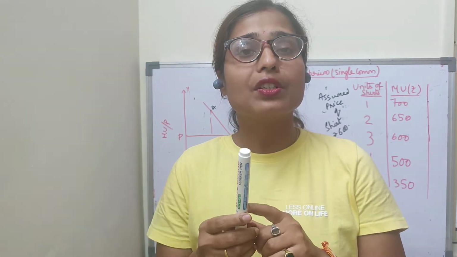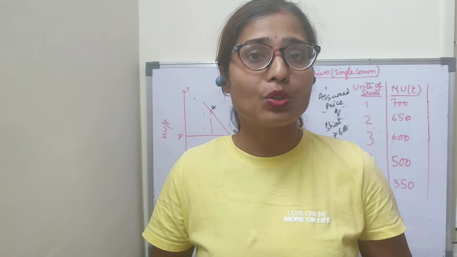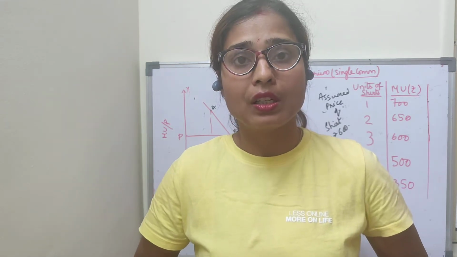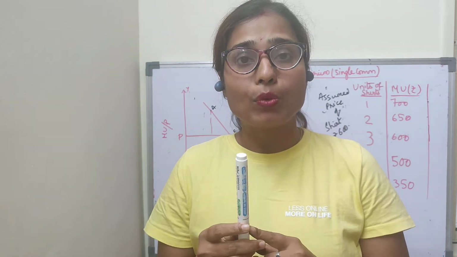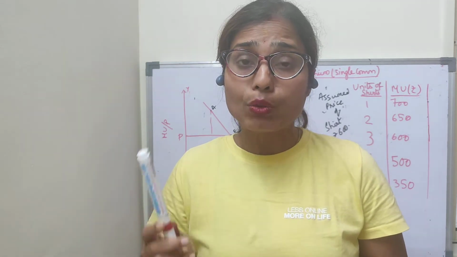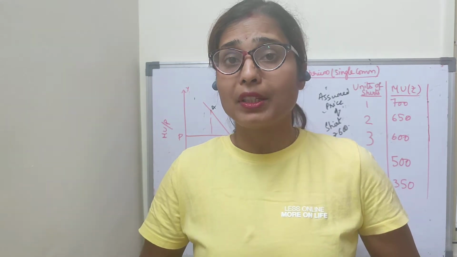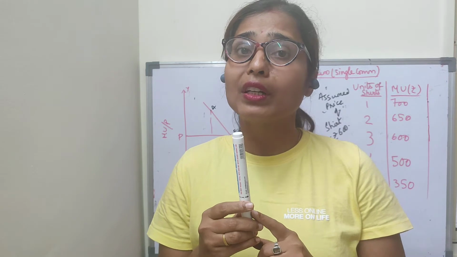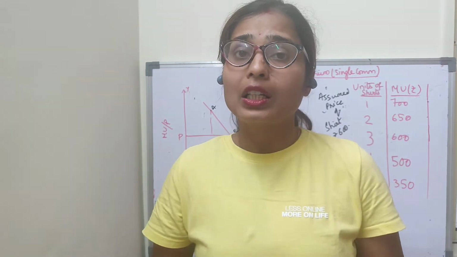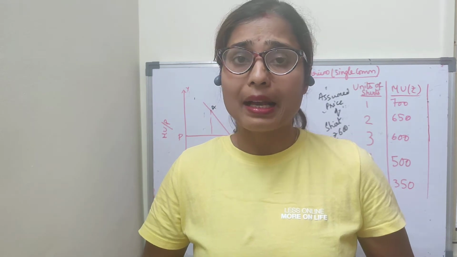But if the utility derived from this pen is less than the price paid, the consumer will not like to purchase. Thus, if marginal utility derived from a commodity is greater than or equal to the price paid, the consumer will like to purchase. But if marginal utility is less than the price paid, the consumer will not like to purchase. Now let us understand more with the help of a numerical example.